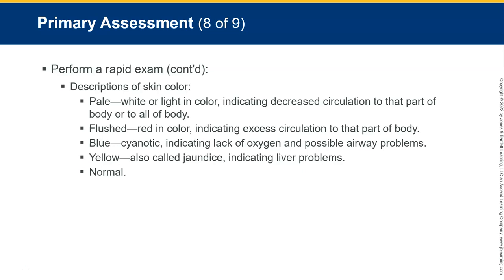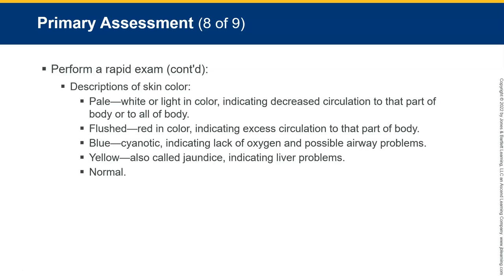One of the next things we want to do is skin color and temperature. When we talk about skin color, we're talking about a couple of different things. What we're really talking about is perfusion: how the heart's beating, and how much oxygen is in the blood that the heart is pumping. There's a lot going on when we assess skin color and temperature. Pale, white, or light color indicates some decreased circulation to that part of the body, or if it's systemic, then maybe the whole body has some decreased circulation.